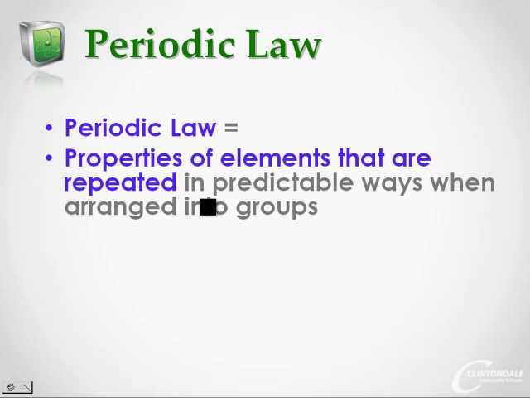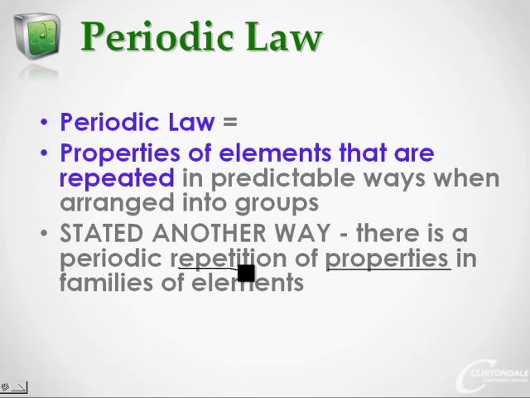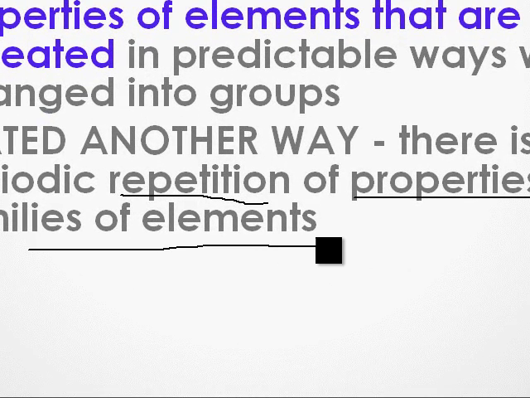Periodic law. Properties of elements that are repeated in predictable ways when arranged into groups. What does that mean? All right, well, here's what you can say another way. There is a repetition. It repeats. These properties here repeat in a family of elements.